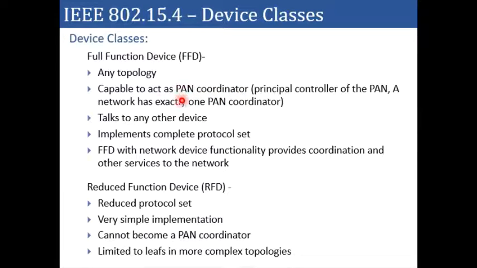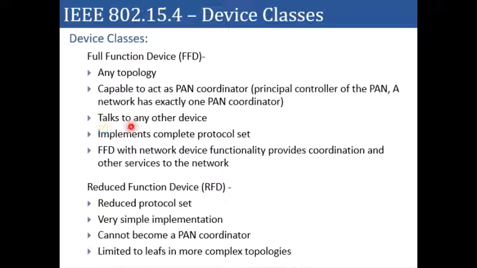Having the availability of continuous power, these devices act as a PAN coordinator. Here the principal coordinator of the PAN will be responsible for receiving the data from nearby devices, consolidating the data, and then forwarding it to the server. The PAN coordinator will be exactly one in one network, because it acts as the main controller for that particular wireless sensor network.